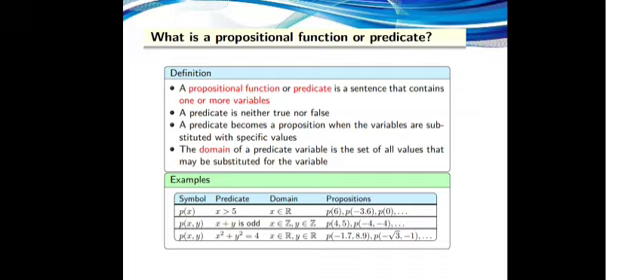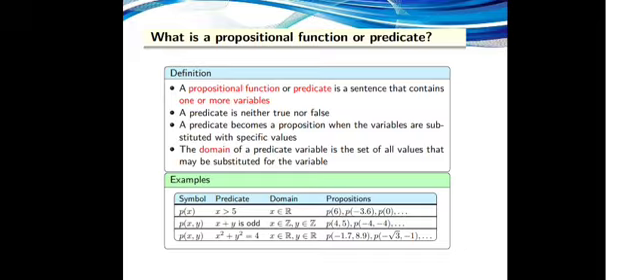A propositional function or a predicate is a sentence that contains one or more variables which can vary, and a predicate is neither true nor false. It becomes a proposition or a statement when the variables are substituted with specific values. The domain of the predicate variables is the set of all the values that may be substituted for the variable.